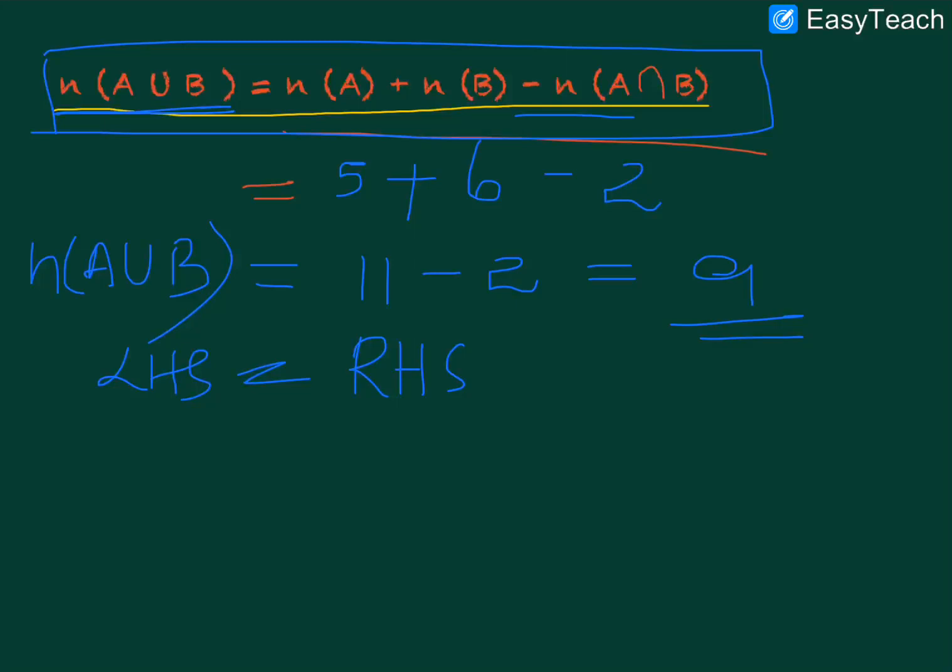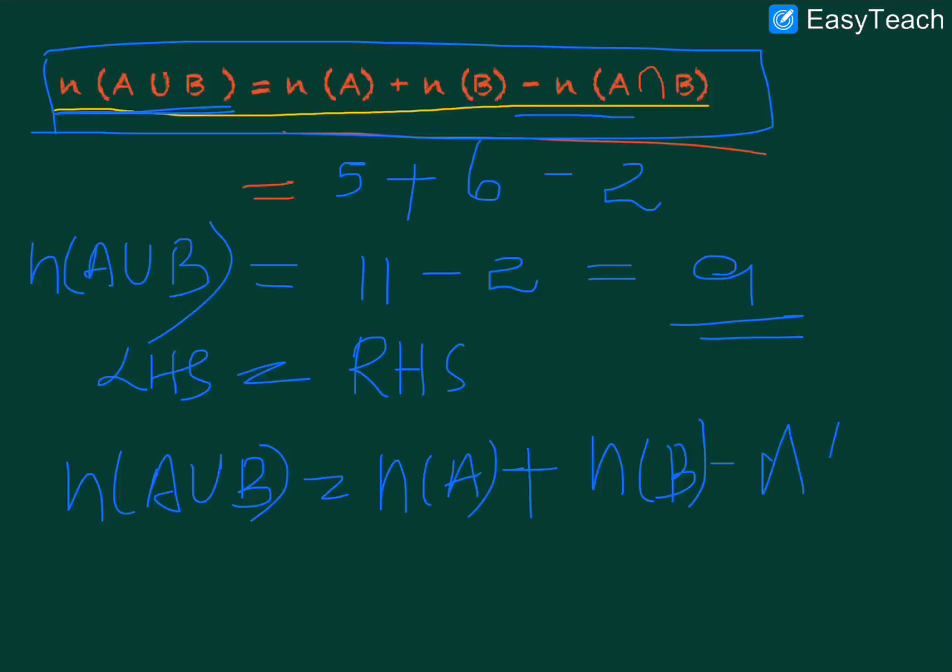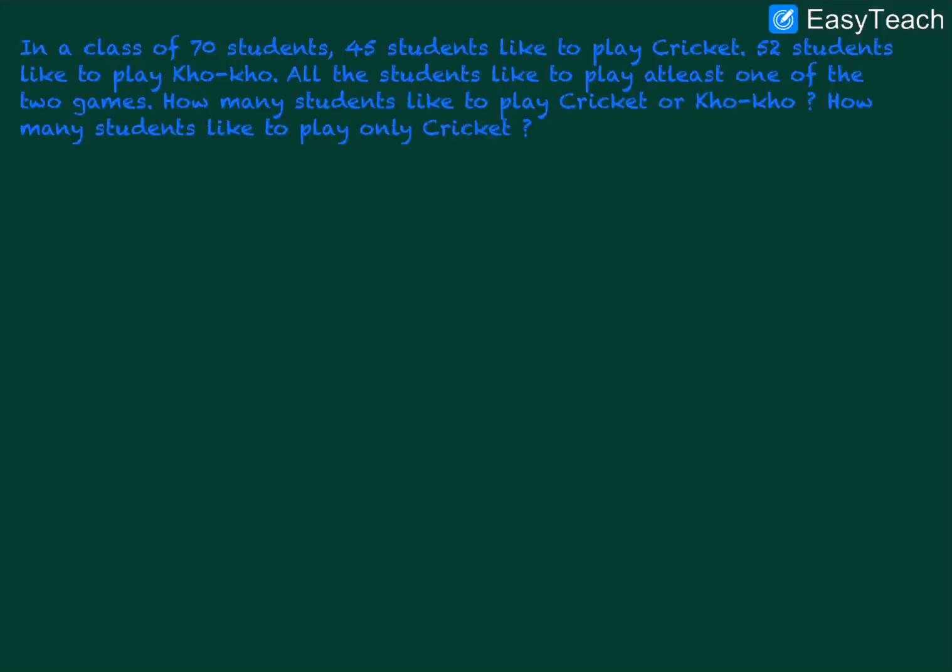So we have to study this equation. What is the equation? n of A union B is equal to n of A plus n of B minus n of A intersection B. So this is the equation that we use when we solve word problems.